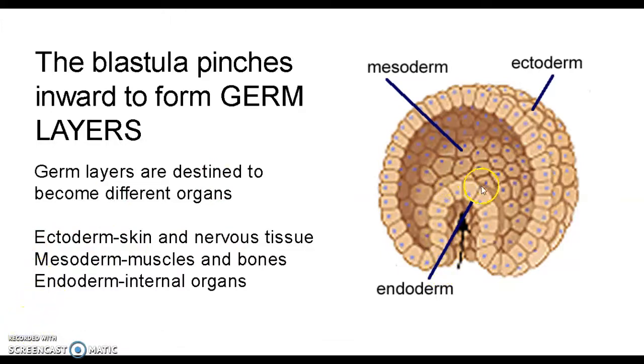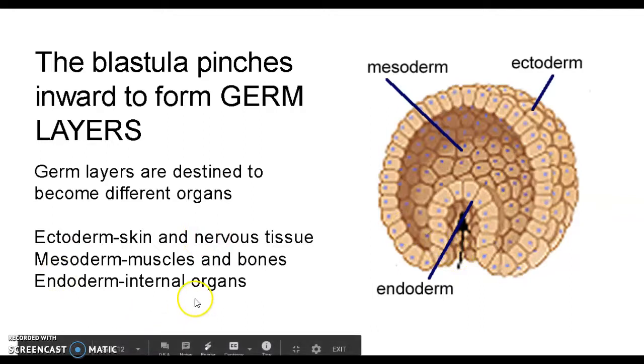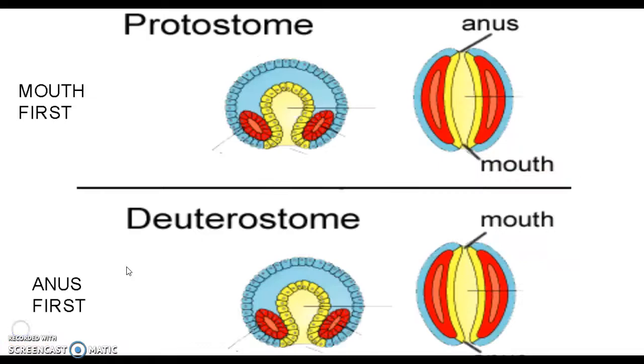Now this inward pinch is the next way we classify animals, because this pinch can either become the mouth or the anus of the animal. So here we have our blastula, and we see these three tissue layers forming. We have our endoderm inside, mesoderm filling in the middle, and the ectoderm on the outside.